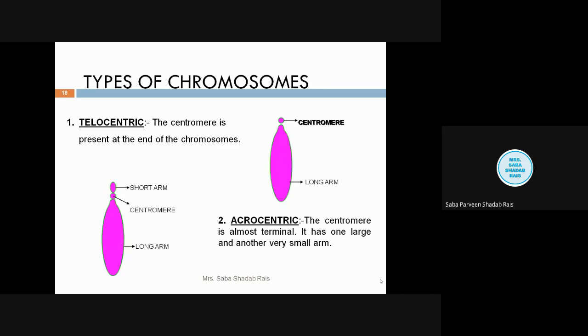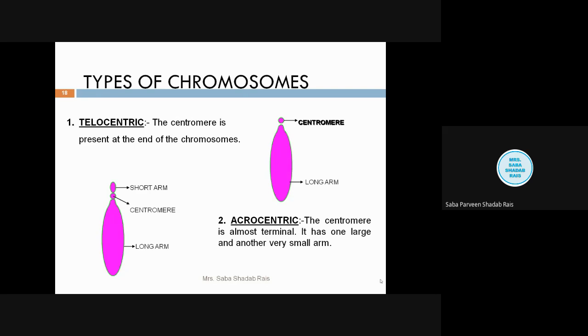Now, types of chromosome: on the basis of the presence of the centromere, how the chromosomes are divided, that we are going to discuss in this particular lecture. Now, what is the centromere, students? I told you the centromere is the constricted region present in the chromosome.